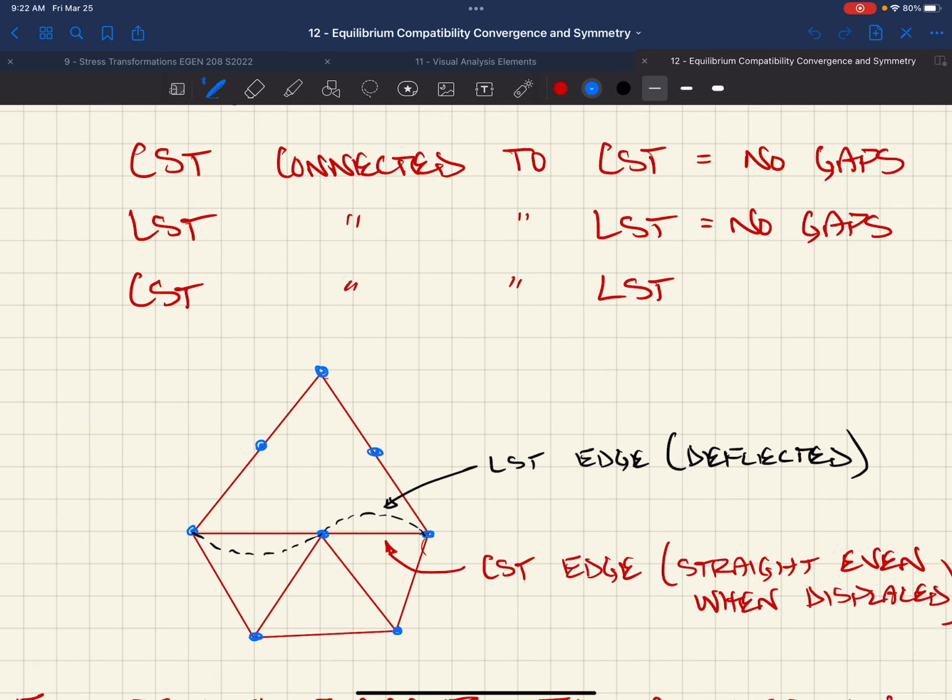But if we connected a CST to an LST, a constant strain triangle to a linear strain triangle, the displacement for a linear strain triangle is a quadratic. Our constant strain triangle is linear, so this line is always going to be straight, even when it's displaced, where a linear strain triangle is going to do something like this, and these boundaries are not going to be compatible. With a linear strain triangle, can you ever have inter-element equilibrium, like stress equilibrium?